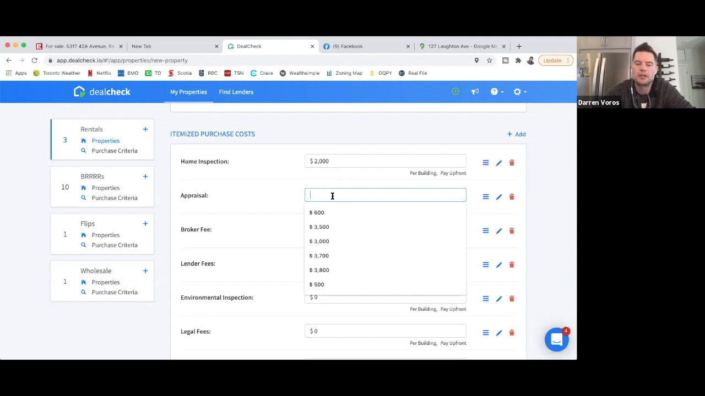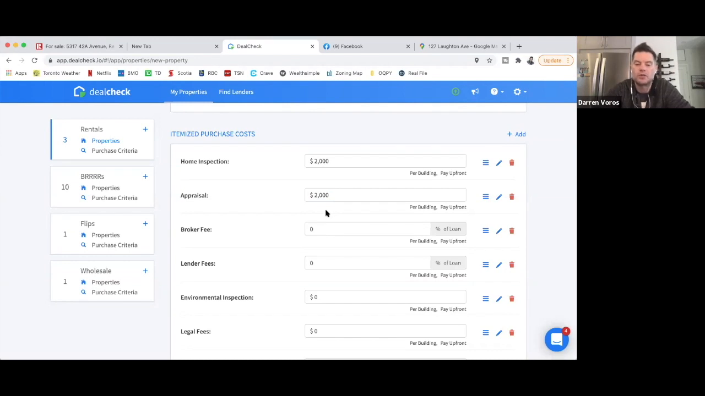Appraisal is different on commercial buildings than it is on residential buildings as well. A standard appraisal on a regular house might be around $300. Well, on a commercial building, you're looking at probably at least $1,500 to $2,000 for the appraisal. So let's put in another $2,000 here.